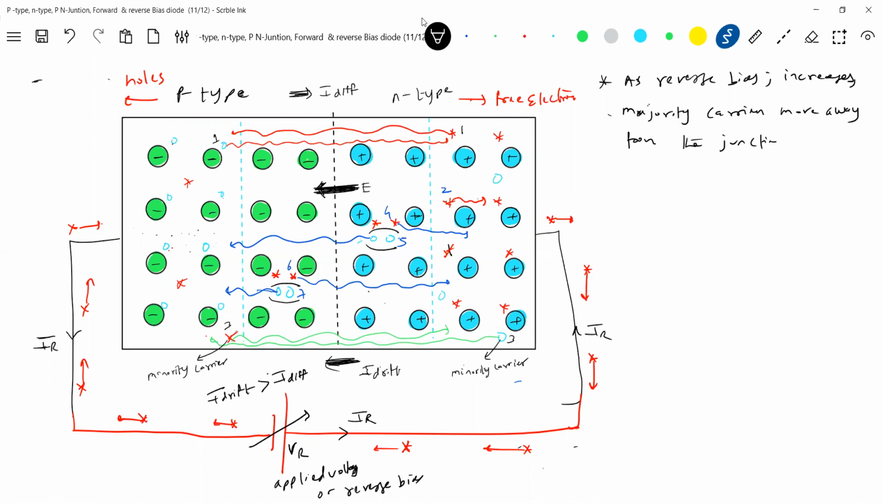That's the first thing. But sir, you are showing that these are the most energetic, moving due to thermal agitation. The sequence is what you have to show. Okay, agreed. I'll show it in black color. Fine. As the reverse bias increases, majority carriers move away from the junction. Then next, the width of the depletion layer.